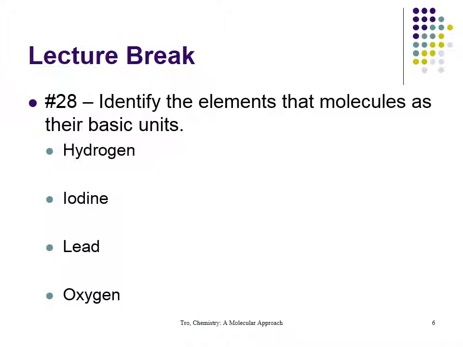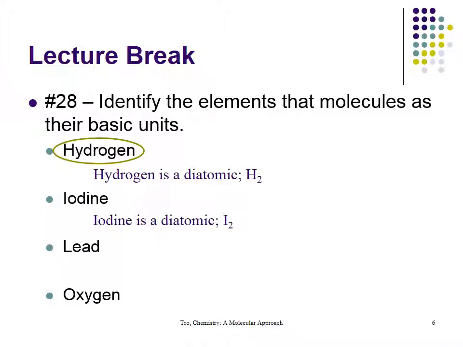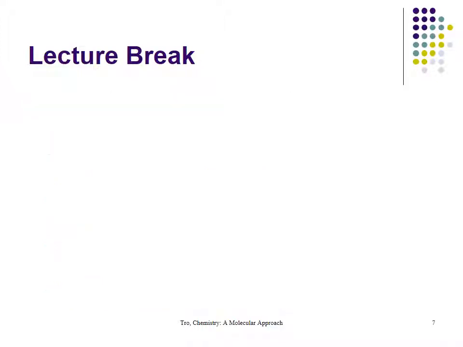Identify the elements that have molecules as their basic units. So really what this question is asking is, which of these elements exist as a diatomic? So we look back at our notes, we look at the periodic table. Hydrogen is a diatomic, iodine fits into that category, and oxygen fits into that category. Lead does not. Most of the metals are going to exist as atomic elements. So hydrogen, iodine, and oxygen all fit into that rule of sevens, those rule of diatomics.